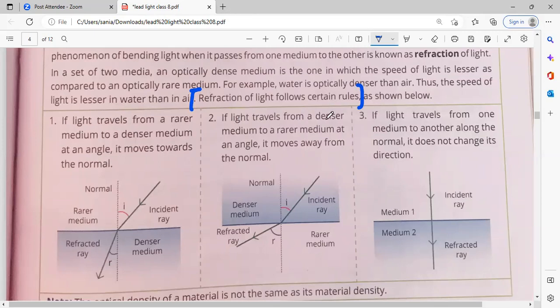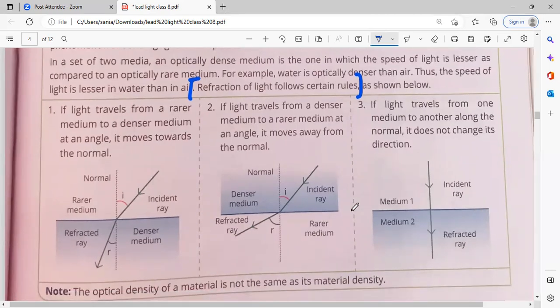But if the light travels from denser medium to rarer medium at an angle, it moves away. So if your medium is moving from denser to rarer, then it will move away from the normal, right? It will not move here, it will move away. And if the light travels from one medium to another along the normal, it does not change its position. So if it is moving along the normal, the medium can be anything, and at that time it doesn't change anything. Clear?